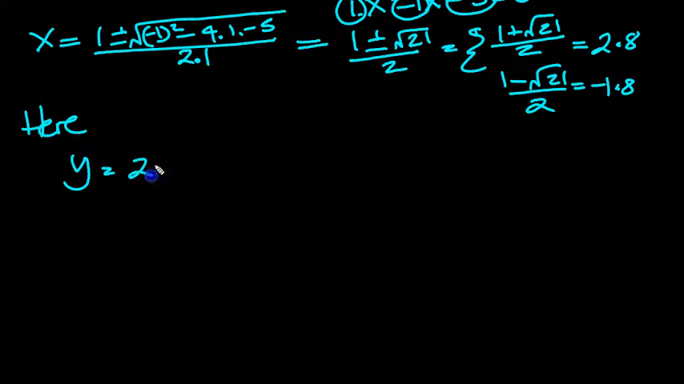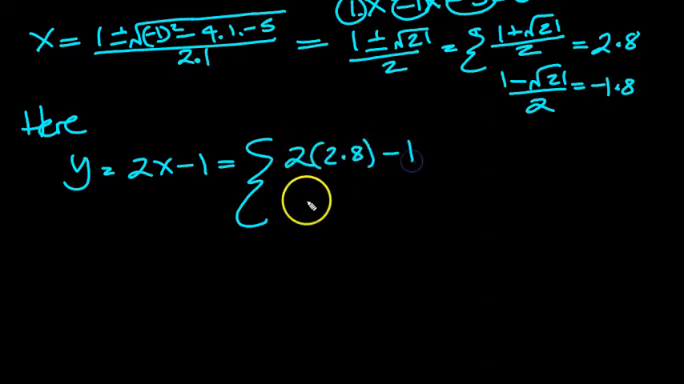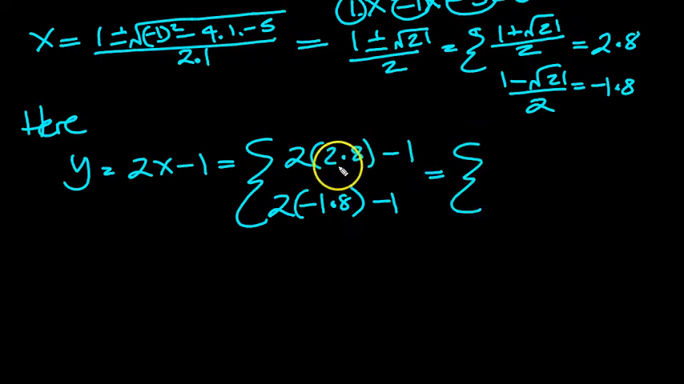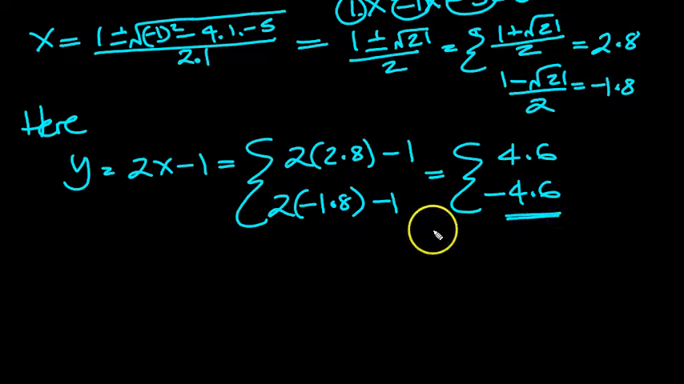So here, y equals 2x minus 1, which equals, put the 2.8 in then, 2 times 2.8 minus 1, and put the minus 1.8 in, 2 times minus 1.8 minus 1. So that equals then, 2 times 2.8 is 5.6, take 1 is 4.6 to 1dp, and 2 lots of minus 1.8 is minus 3.6, minus 1 is minus 4.6. So there's the two values.